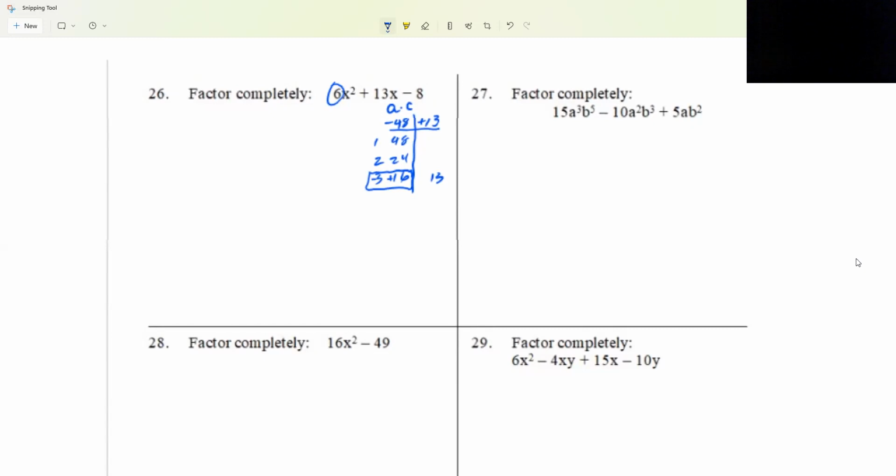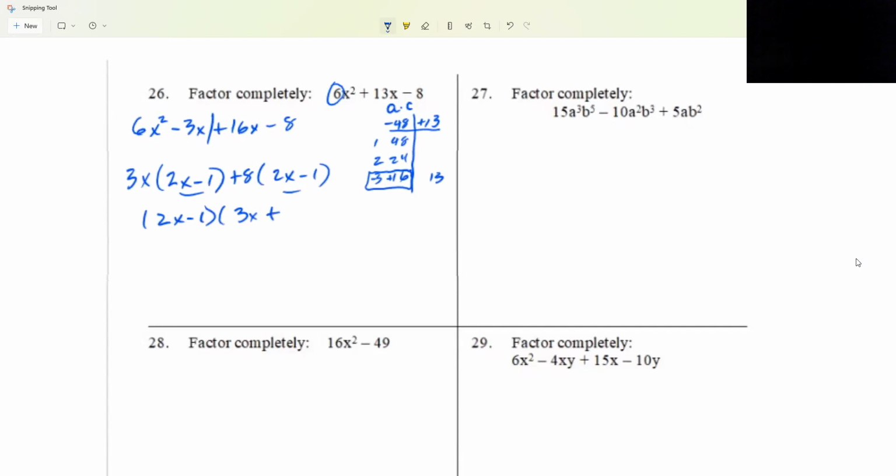All right. So now I'm just going to plug them in. 6x squared minus 3x plus 16x minus 8. Now it's a factoring by grouping thing. So I'm going to factor out 3x. That's going to give me 2x minus 1. Here I'm going to factor out an 8. That's going to give me 2x minus 1. Those 2 are the same, so I know I've done it right. 2x minus 1, 3x plus 8. You're done.